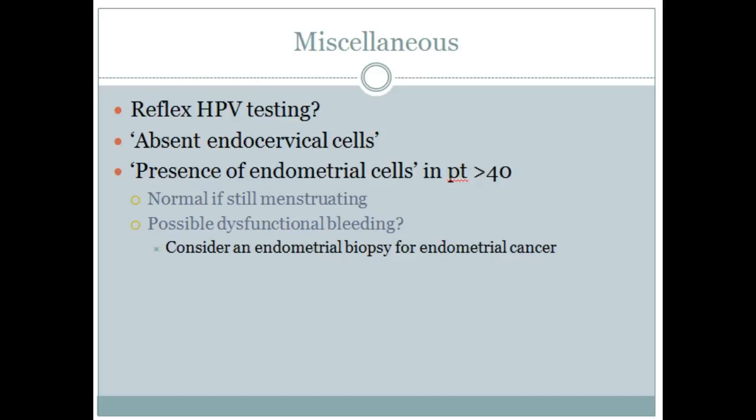They might also note that they found endometrial cells. So that would be a normal finding if you have a menstruating woman, anyone really into her 40s. But if she's in perimenopause or has some kind of dysfunctional bleeding, or maybe she's been postmenopause for a while now without any bleeding, that can be an abnormal finding and would be worth following up on. That's not why you did the PAP, but if they found it incidentally, it would be worth following up on. So an endometrial biopsy would be how you would detect endometrial cancer, but that would be something to think about for those women.